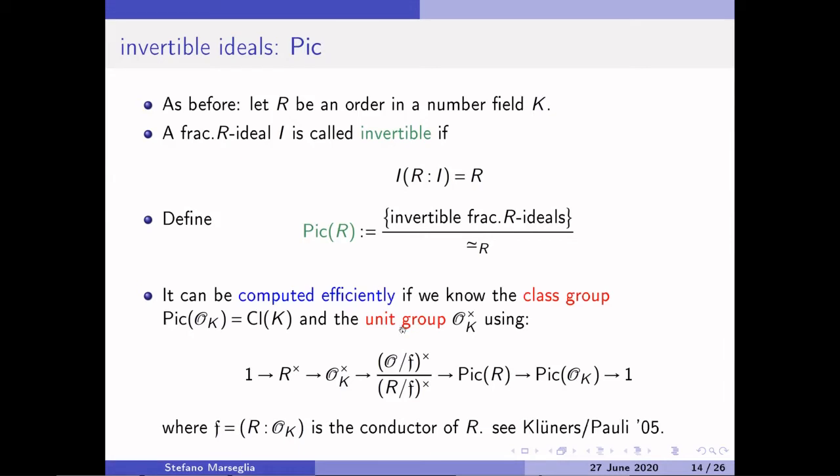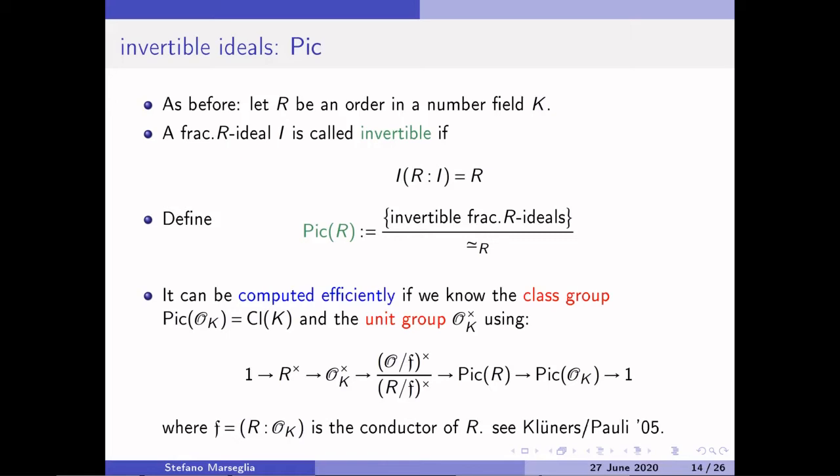And in return, this gives us an efficient algorithm to compute the Picard group of any order, and also an efficient algorithm to solve the discrete logarithm problem. So if you pick an invertible fractional ideal, we can efficiently compute what is its class inside an abstract representation of the Picard group of R. So, for the rest of the talk, I'm going to assume that this can be performed.